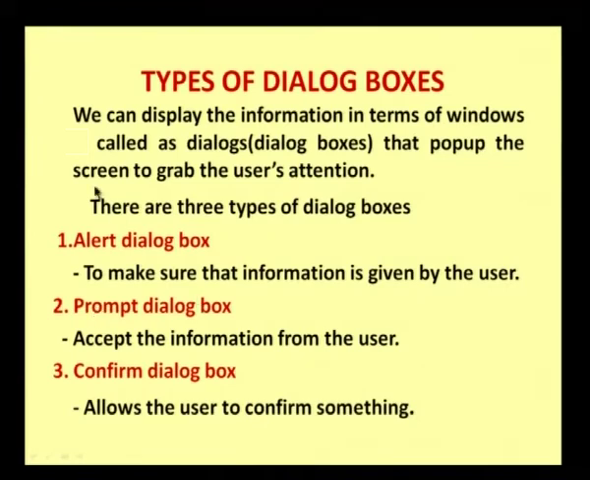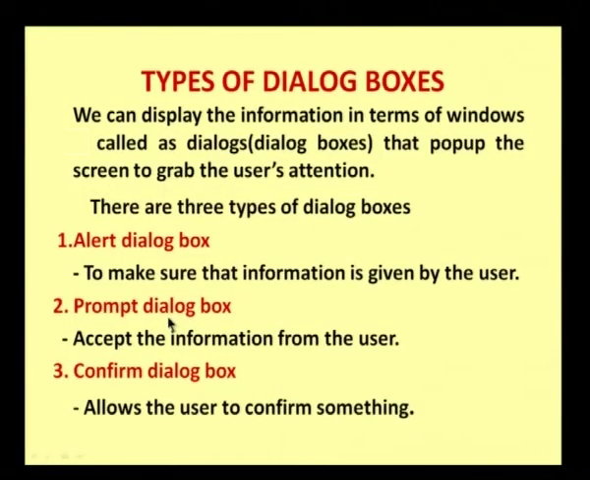As I said in the introduction, JavaScript allows the user to give input at runtime. So, how to get the input at runtime? Using the prompt dialog box, we can get it. To receive the user's attention, we can use dialog boxes. There are 3 types of dialog boxes available in JavaScript: alert dialog box, prompt dialog box and confirm dialog box. What is meant by an alert dialog box? The alert dialog box will alert the user.